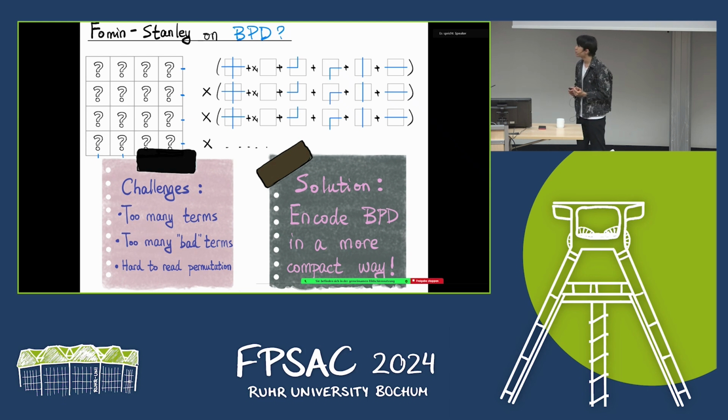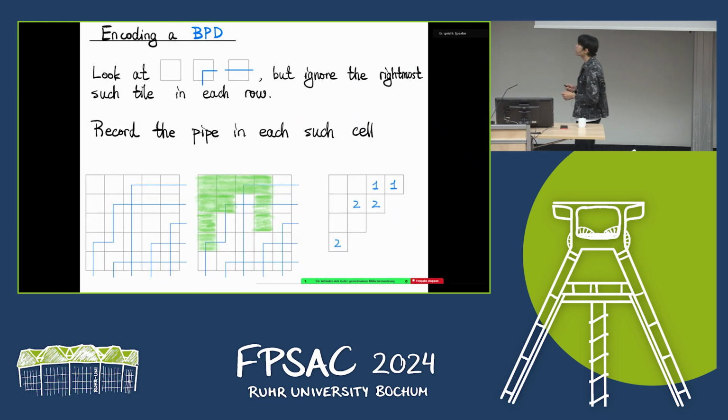So the solution I'm going to use is to encode a bumpless pipe dream using a tableau. I'm only going to look at these 3 types of tiles, but I also ignore the rightmost such tile on each row. So I will be only looking at 4 tiles in row 1, 3 tiles in row 2. So in general, I'll be looking at n minus i tiles in row i. So I can just encode this information using a staircase. That will be like a tableau.